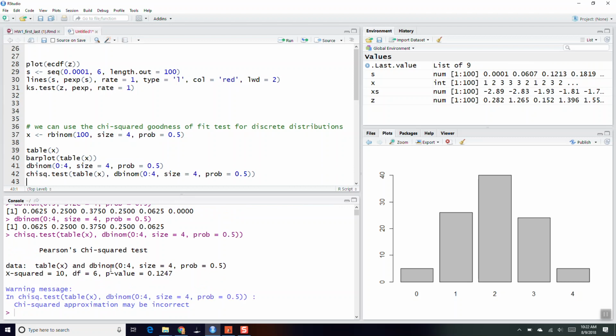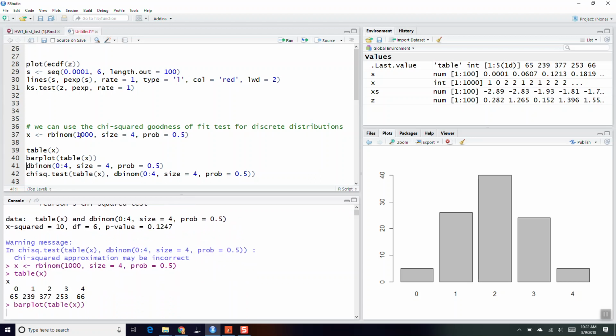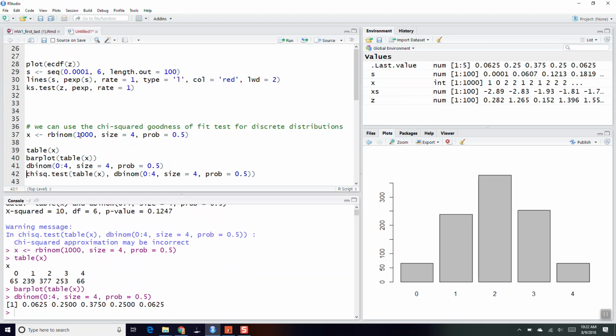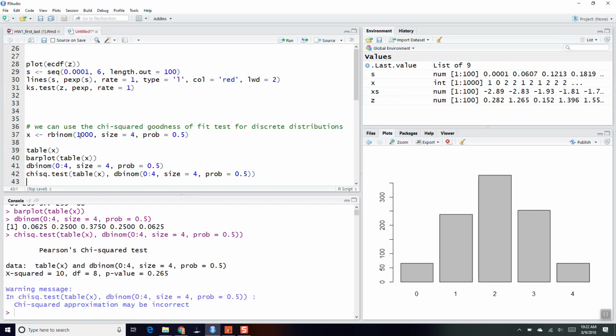Okay, and here it says the chi-squared approximation may be incorrect. The reason for that is probably because I only selected 100. If I did 1,000, then we wouldn't have this issue. Oh no, maybe I'm still, do I have to do 1,000 times this?